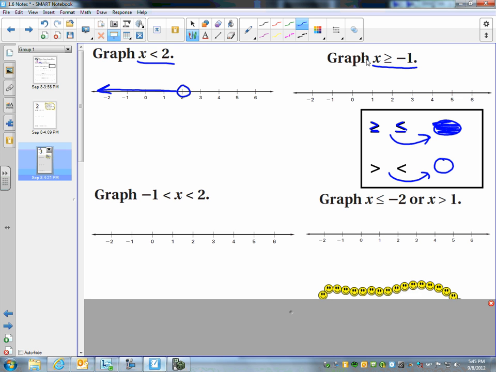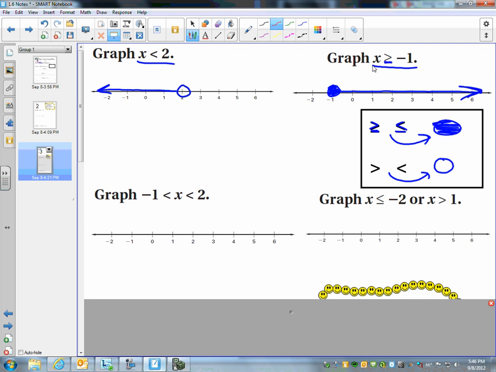Next one is this one. x is greater than or equal to -1. We have the greater than or equal to, so at -1 we'll make a closed circle because it has that line underneath. And then greater than is to the right. Again, that's it. That's graphing inequalities.